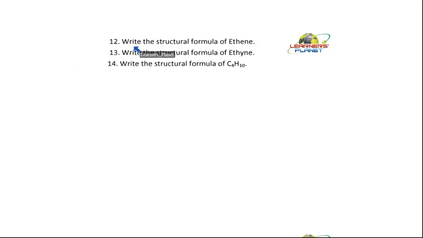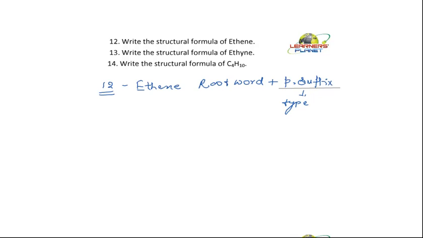Now comes your hydrocarbons. Write the structural formula of ethene. What is an ethene, students? I hope you know this. I'll write it. E-T-H-E-N-E. What is the structure of your IUPAC name? It is root word plus the primary suffix. What does this primary suffix tell us? This primary suffix tells the type of bond present between the carbon atoms.